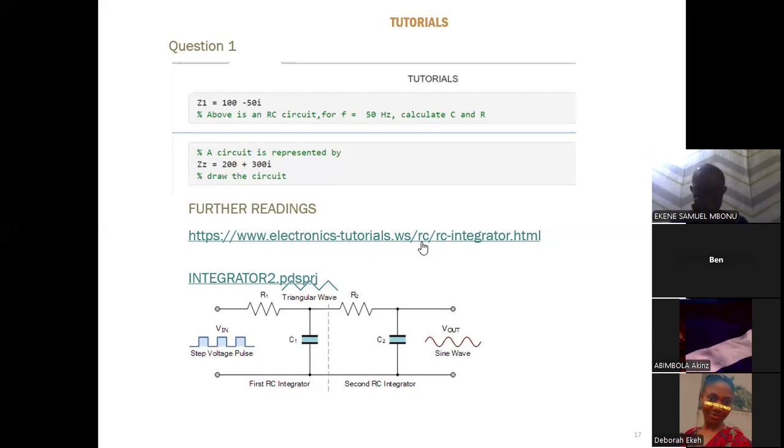Another major important application of a capacitor is in the RC integrator. You use this as an integrator. Look at this. If you supply a square wave here, you are going to get a triangular wave.